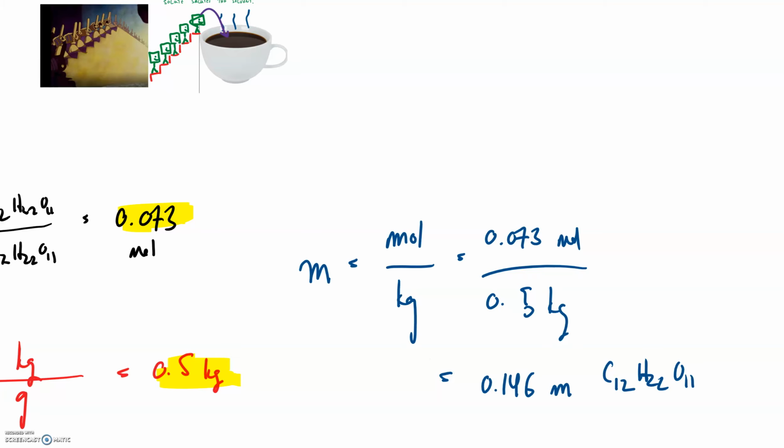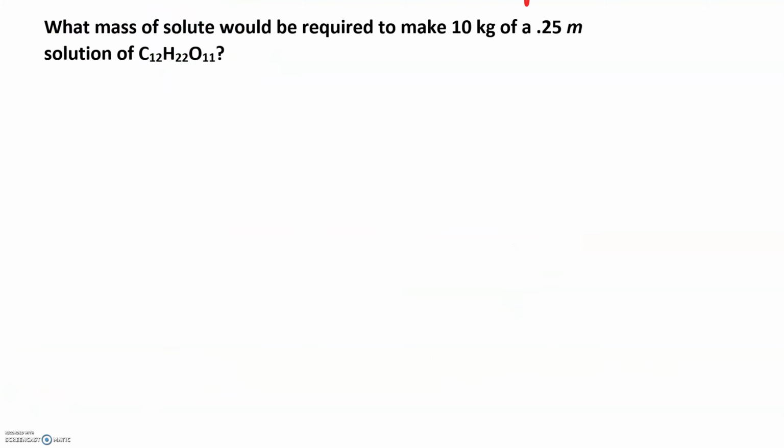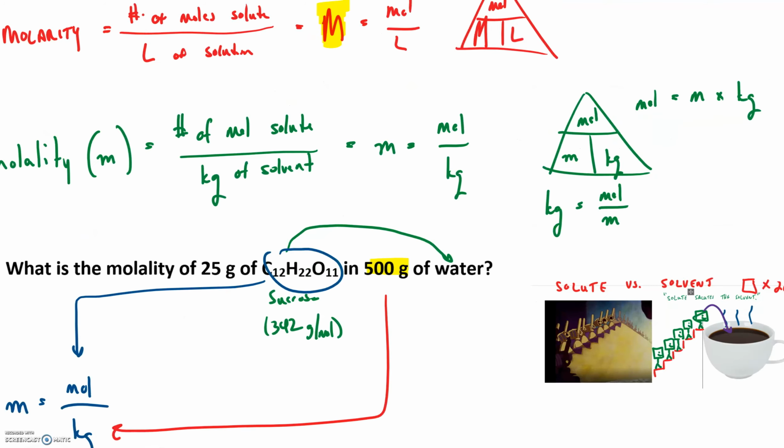All right? Let's flip this around and try it going the other direction. So let me pull up a question here. Here's a good example of an inversion where I'm going to flip this thing around. It says, what mass of solute would be required to make 10 kilograms of a 0.25 molal solution of our old buddy sucrose? We already know this is table sugar. We already know it has a molar mass of 342 grams per mole. How do we know? Because we saw it right up here.